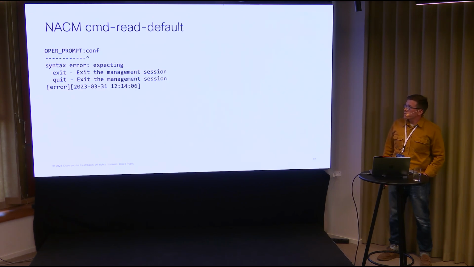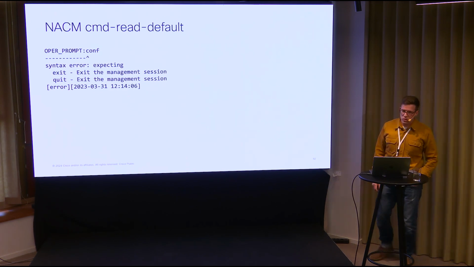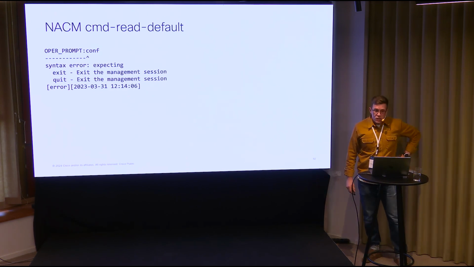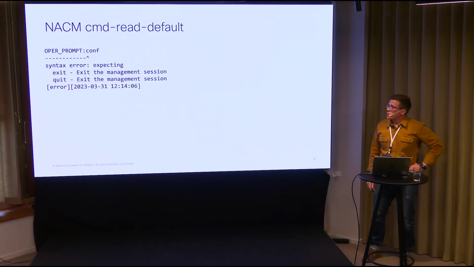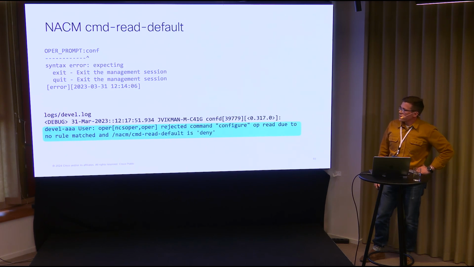And this is an example here. A user is in the CLI and trying to enter the config mode, but is not allowed. You see a syntax error, and the only available options that the user has are exit or quit. But if we look in the developer log, with it enabled and set to trace level, we can see that we've actually set the command read default to deny. So we could open this up for this user.